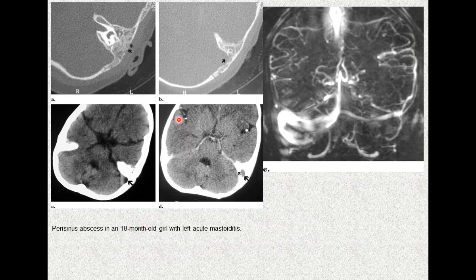Perisinus abscess, as we see, in left acute mastoiditis. Axial CT scan shows increased attenuation of the left mastoid air cells with subtle erosion of the mastoid cortex. The ipsilateral sigmoid sinus, same side, shows an unsuspected epidural abscess.